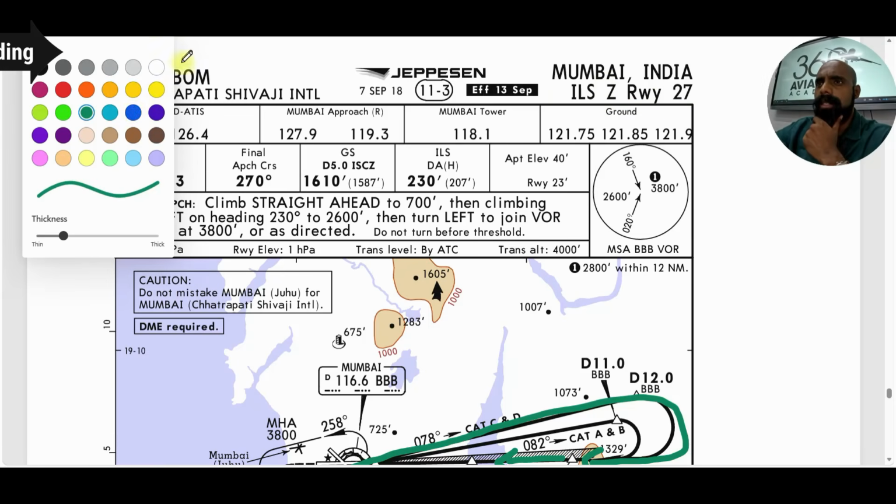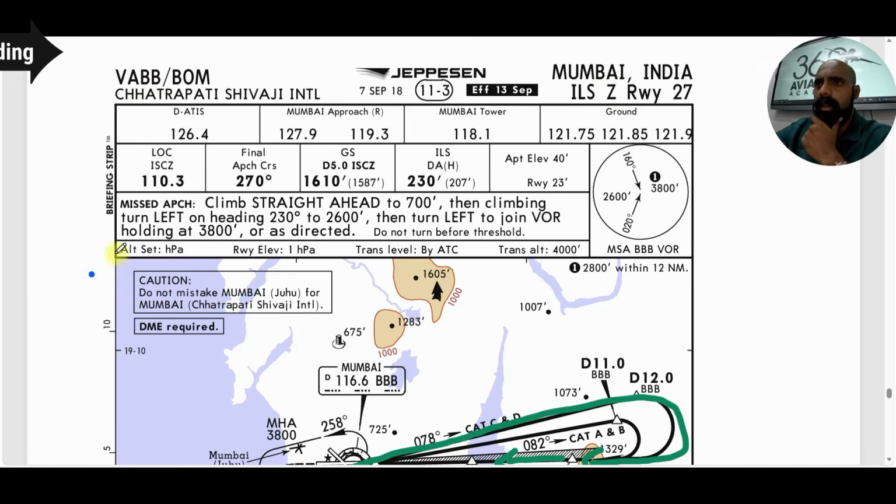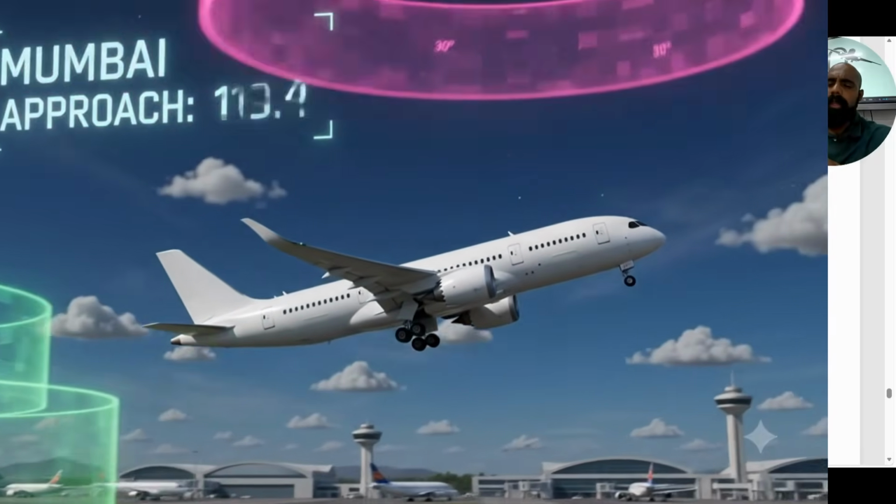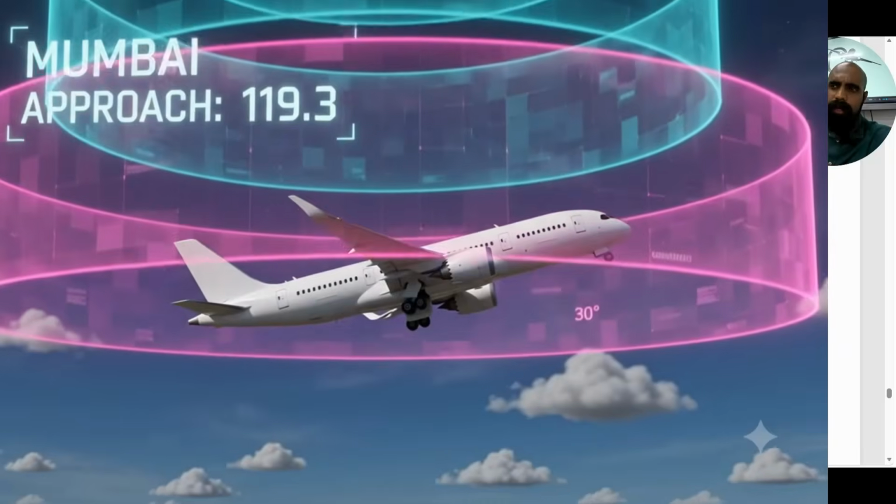Moving forward, the next segment is called your communication segment. If you look over here, you can see that it's called the communication segment, right? This and right about here. You have your D-ATIS frequencies to get your weather information about the airport. You have your approach frequencies over here. You have two frequencies here because Mumbai is a busy airspace, and they have bifurcated it into different airspace segments.